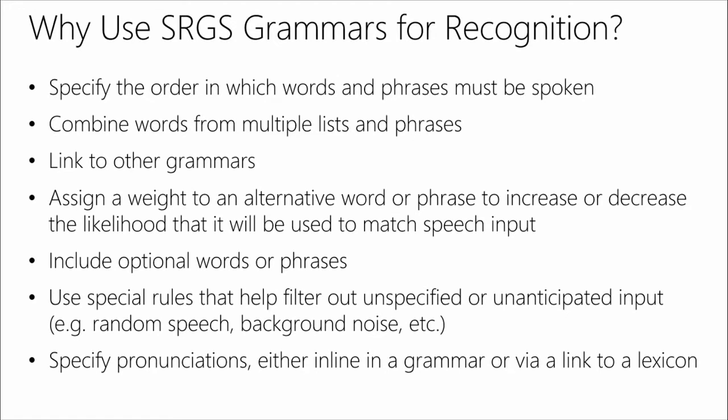So why would you use SRGS? If you want to specify the order in which words and phrases must be spoken, if you want to combine words from multiple lists and phrases, if you want to link to other grammars as well. It's a good way, if you have multiple apps, to start reusing grammars from other apps and link to them. The cool thing also is you can assign a weight to an alternative word, so it will have more probability to recognize one word over another. If, based on user testing, you realize that people say this more often, but sometimes they say that, you can start tweaking it this way. It's very powerful. You can include optional words and phrases, which I think highly affects the quality, because I can say open door, or I can say open the door. Some people might say the, other people might not. It depends. Usually the more computer-savvy people understand that you stick to the commands, while the general public might go with pure natural language processing. And also, you might want to use special rules. You can also specify pronunciations either inline or in a grammar as well.